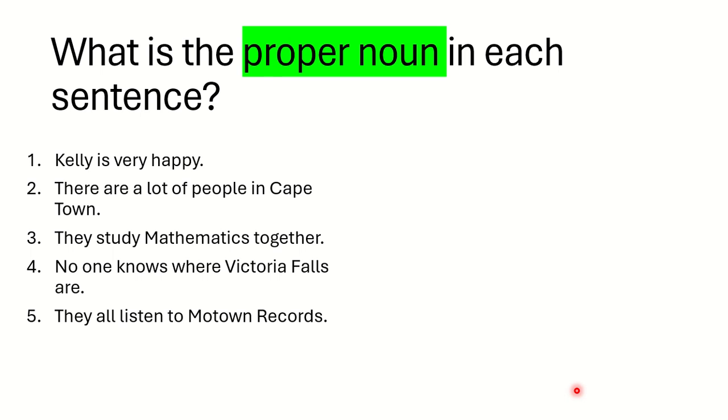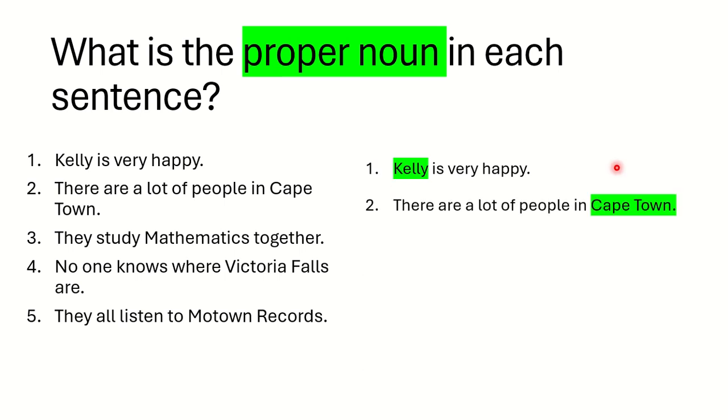Let's have a look at our answers. The first one is Kelly. Kelly starts with a capital letter and it also is the name of usually a woman or a girl. Then number 2, there are a lot of people in Cape Town. Cape Town in this case will be the proper noun because we have our capital letters and we also are aware that this is a specific name of a city.